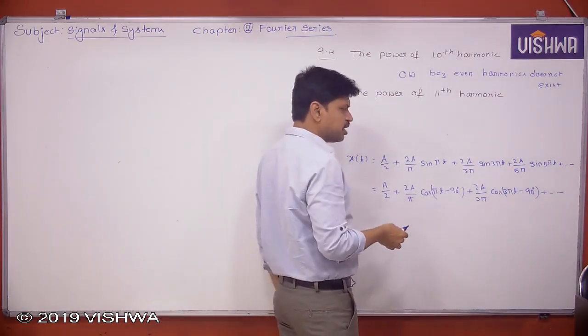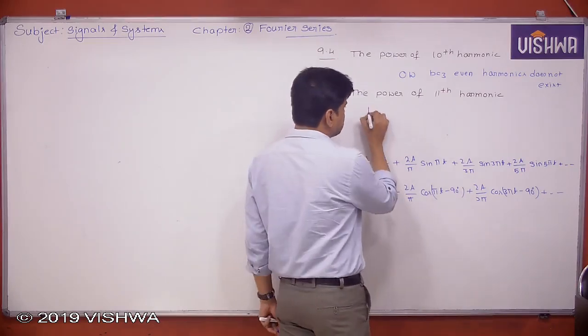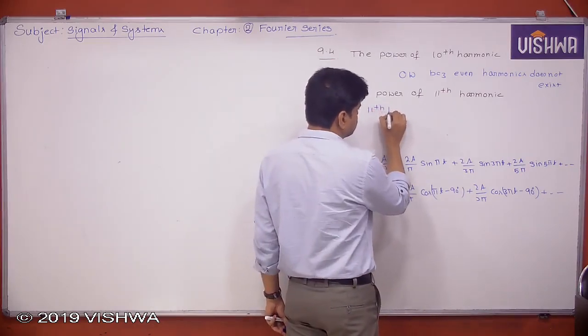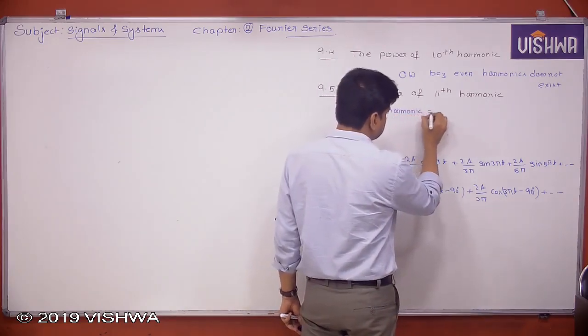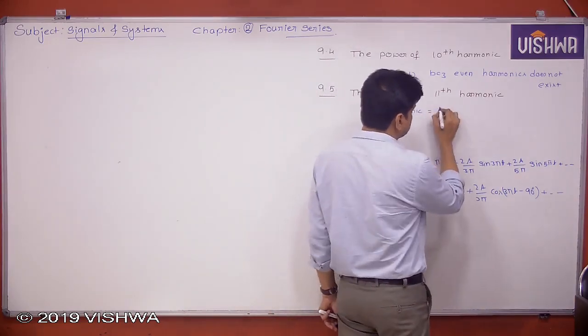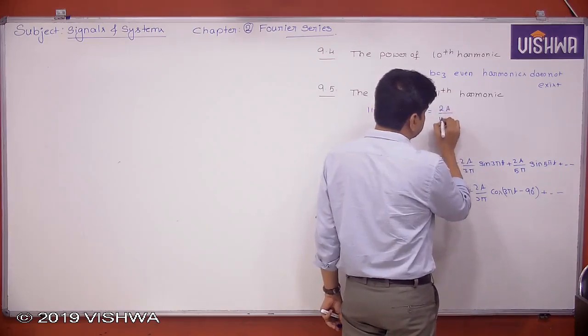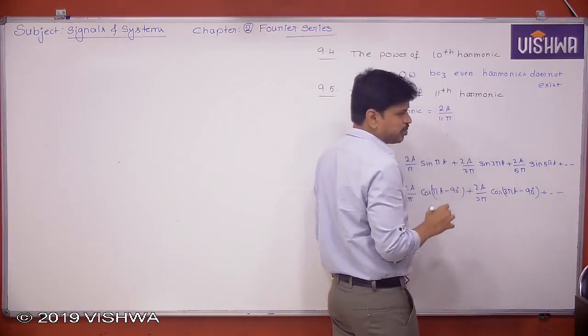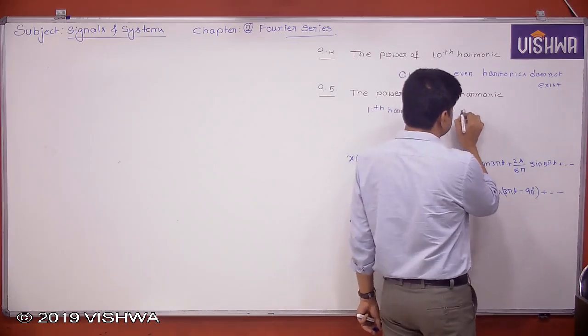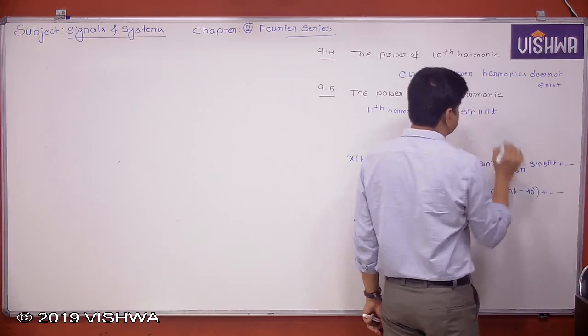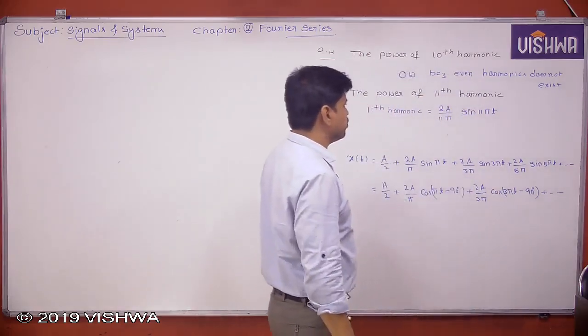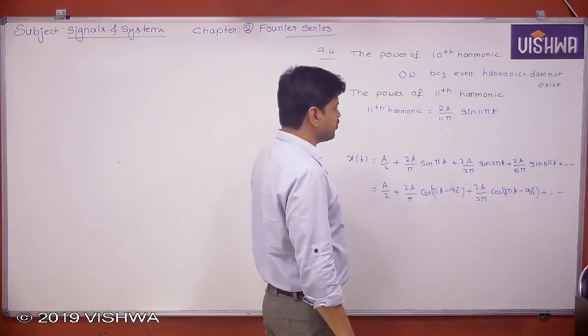Is it existing or not? Definitely it will exist. The 11th harmonic is equal to 2a by 11 pi sine 11 pi t. So this is what the 11th harmonic is.